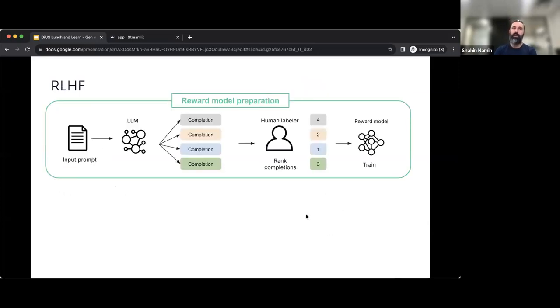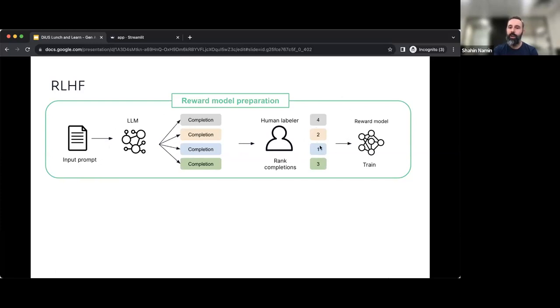How does it look like? So it is a two-step process. In the first step, which is called reward model preparation, you go and ask your large language model a question. So you pass an input prompt, you ask the LLM to generate different answers or completions for that prompt, and then you pass them to a human labeler and ask the person to rank these answers based on their preferences. And you might give them instructions and say, rank them based on how hateful they are or whether they are relevant or not, and so on and so forth.